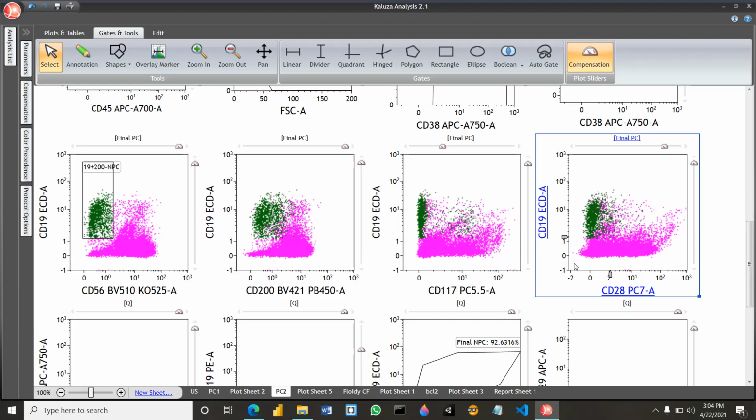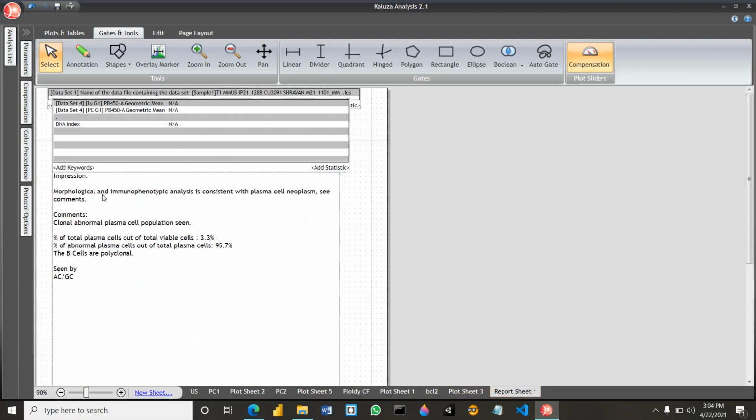This is how you confirm in all the cases. We generally mention in reports that there is morphological and immunophenotypic evidence of plasma cell neoplasm. If you have more than 60% plasma cells, you can say it is multiple myeloma, or you can advise accordingly. But we always give a comment on abnormal plasma cells: the total percentage of plasma cells present in the sample, the percentage of abnormal plasma cells present in the sample, and the remaining will be polyclonal plasma cells.